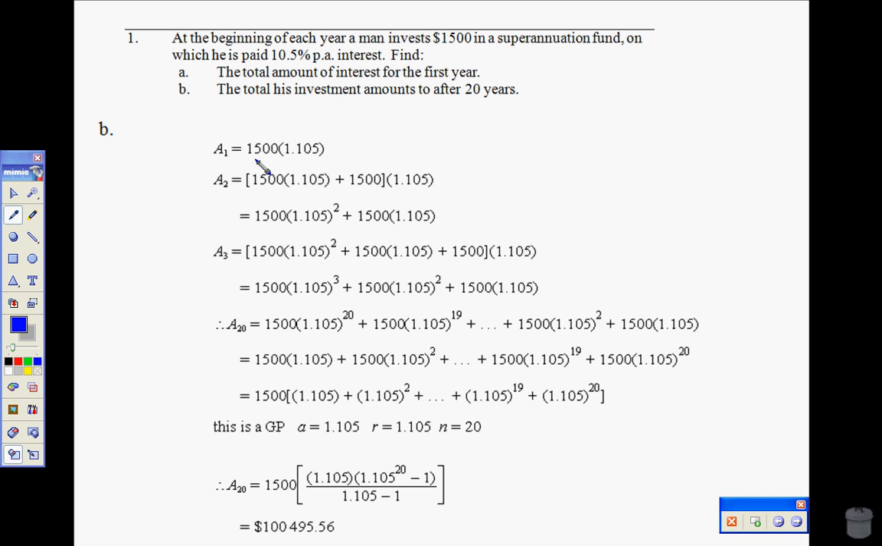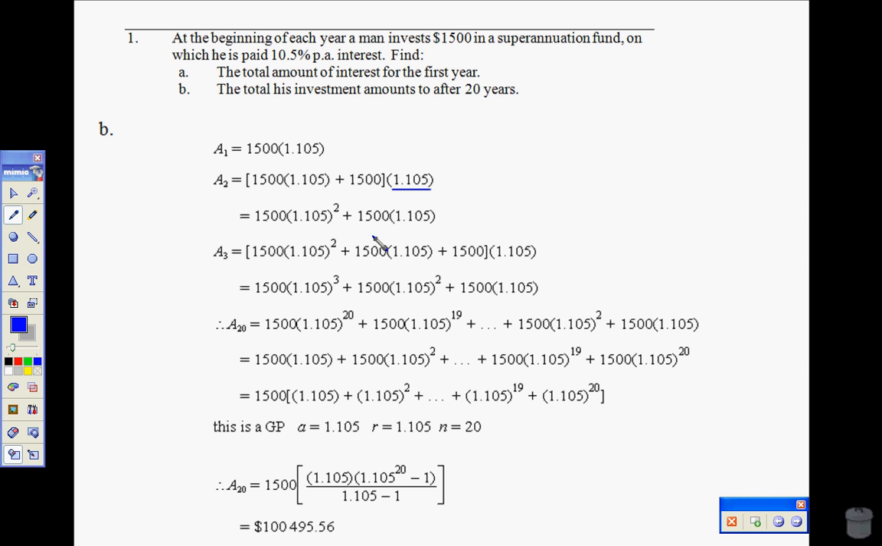So at the end of the first year, he has that amount, and then he adds another 1,500. He invests another 1,500 at the start of the second year. So that money has that amount of interest applied again, the 10.5% interest for the second year. Now we don't want to calculate it out. That would start to make it really hard in this case. So what we do is just set up our pattern. We expand that bracket and put the 1,500 times 1.105 squared, plus 1,500 times 1.105. So you can see that's just expanded that bracket, and we've got that amount.